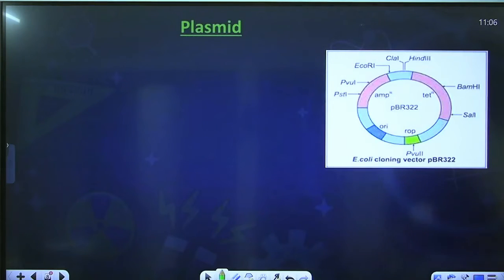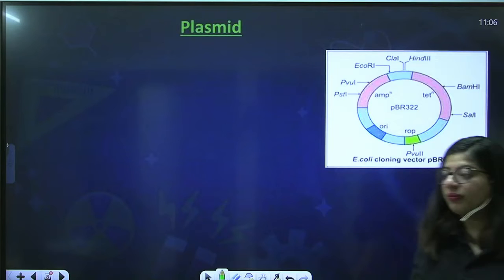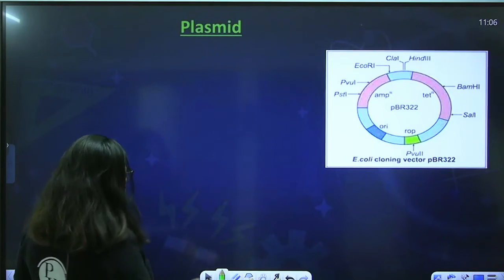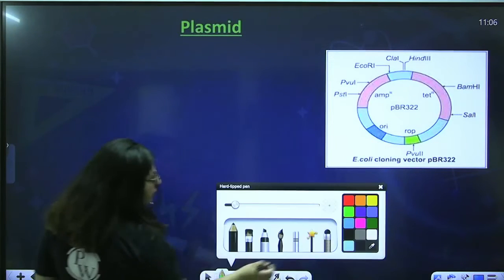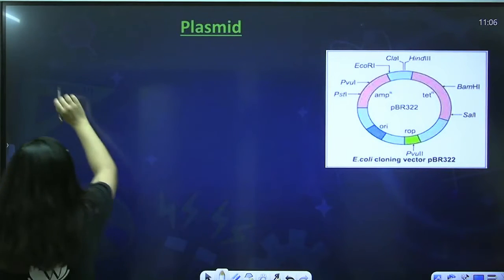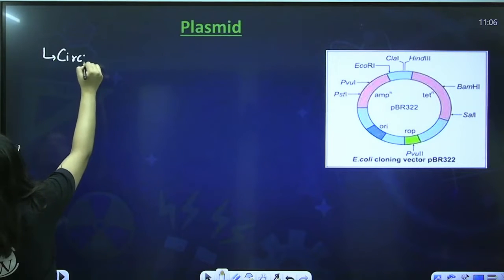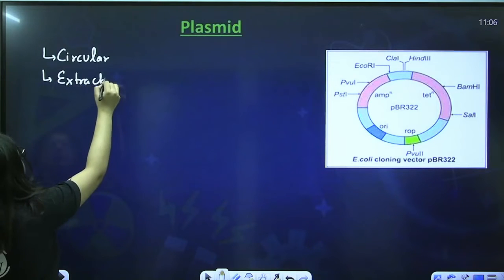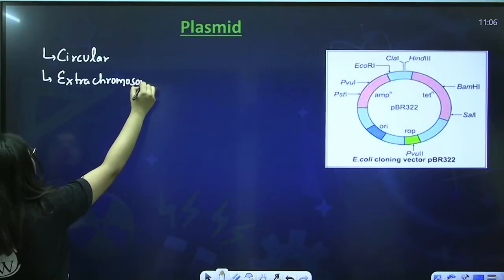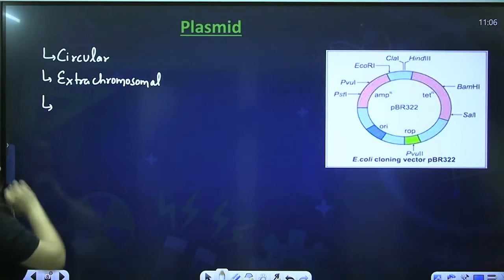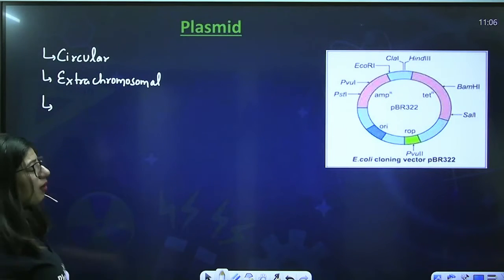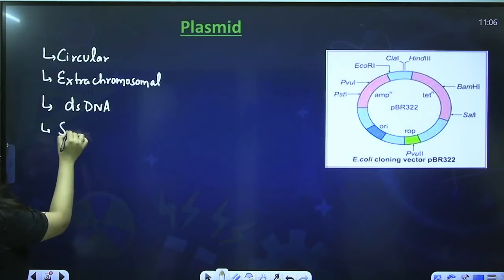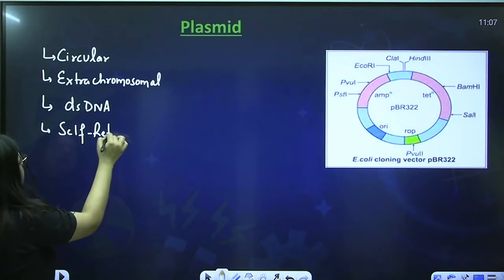All right. So now what is this plasmid? You must have learned about plasmids in bacteria. Plasmids are circular, as you can see in the diagram, this is one plasmid. Plasmids are circular, extrachromosomal. Extrachromosomal means they are not part of the main chromosome, they are present outside of it. Double stranded, they have double stranded DNA, not single stranded DNA, and they are self-replicating molecules.